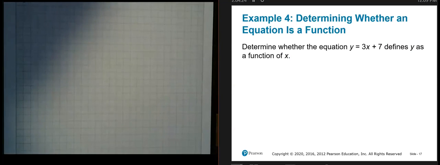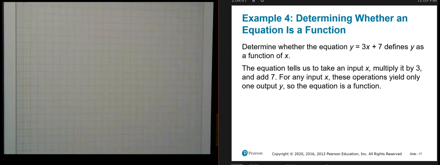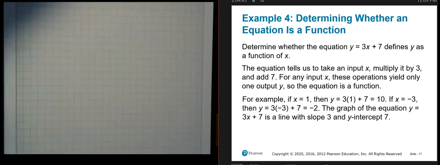And then we talk about whether this is a function. It's a function because it doesn't matter what I put in for X, I get only one Y value for that particular X value. So the X values don't go to two different Y values. And this is an example of a linear function.